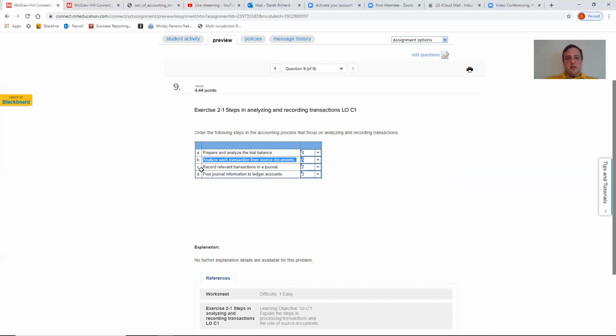Once it's triggered, you're then going to record it if it is a relevant transaction using your journals, debiting and crediting the accounts that were impacted. We're going to post that journal to the ledger, meaning push it through to the T accounts and through to update that trial balance. And then once we have that trial balance, we're going to prepare it, and from there we can make any of our financial statements.